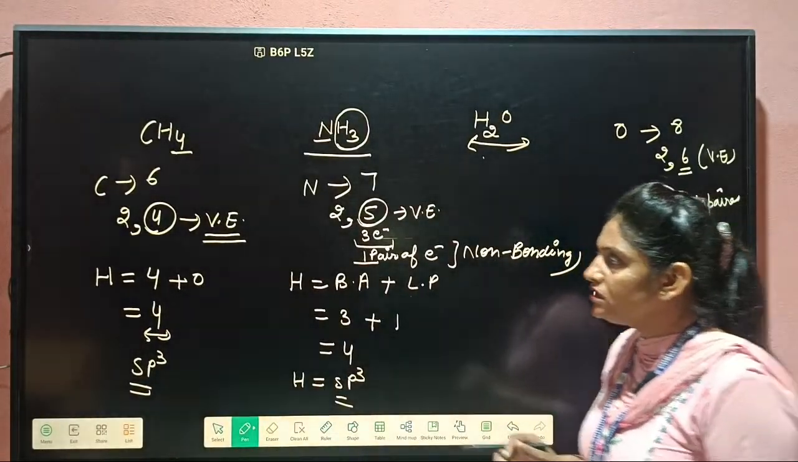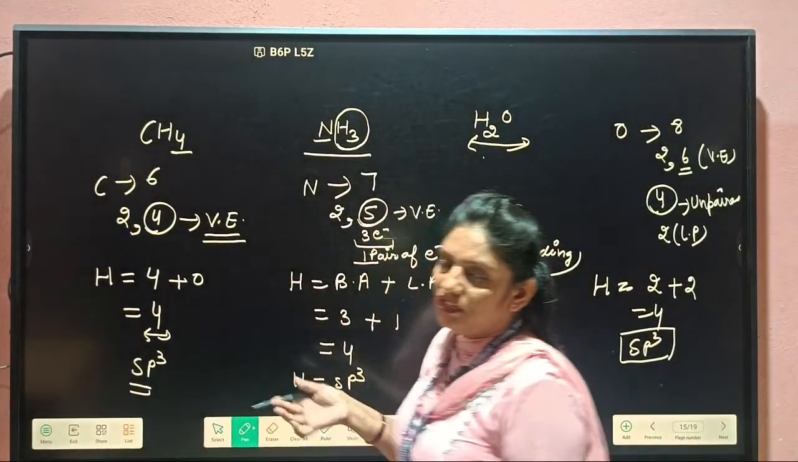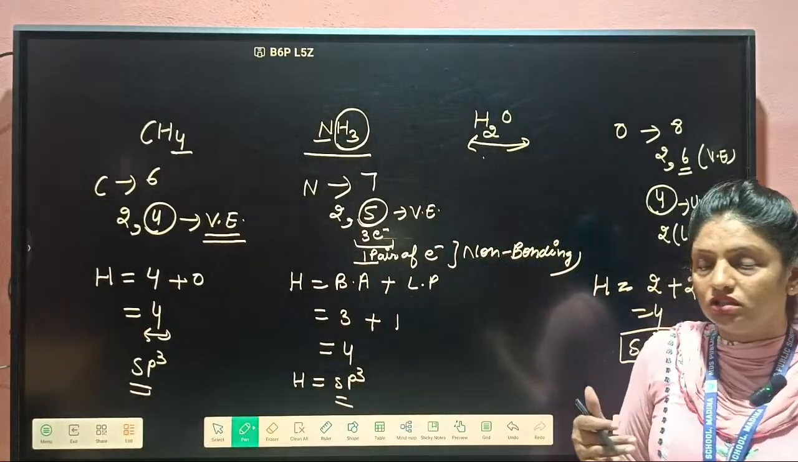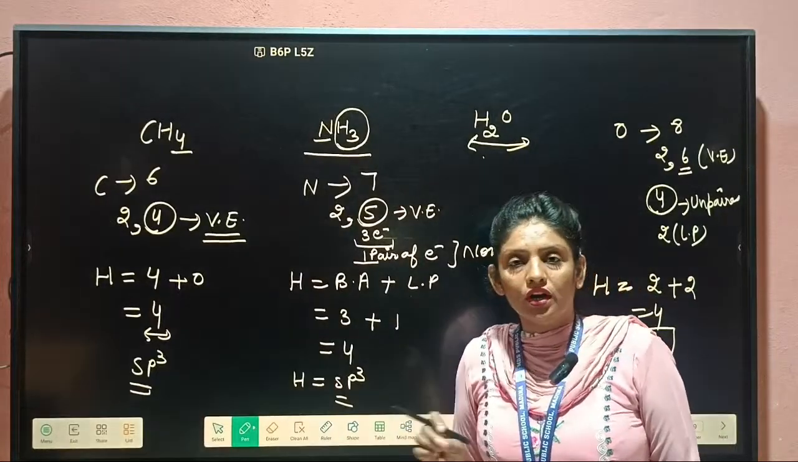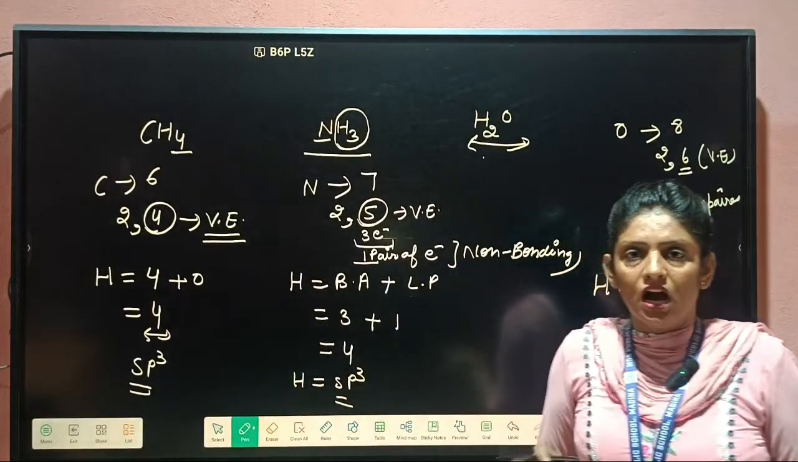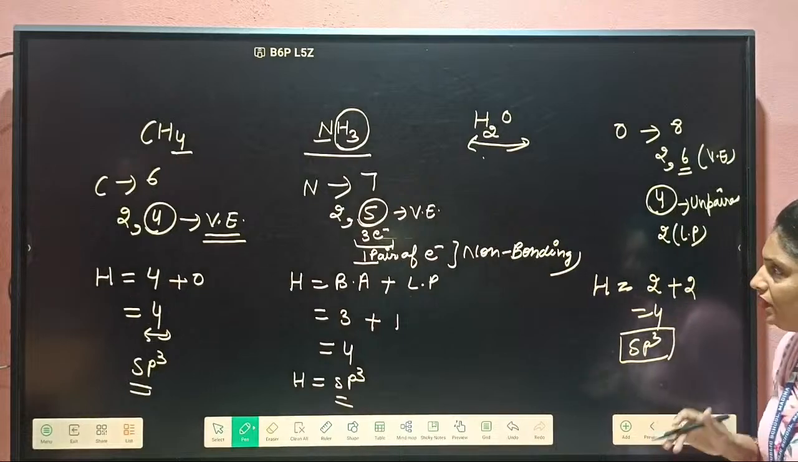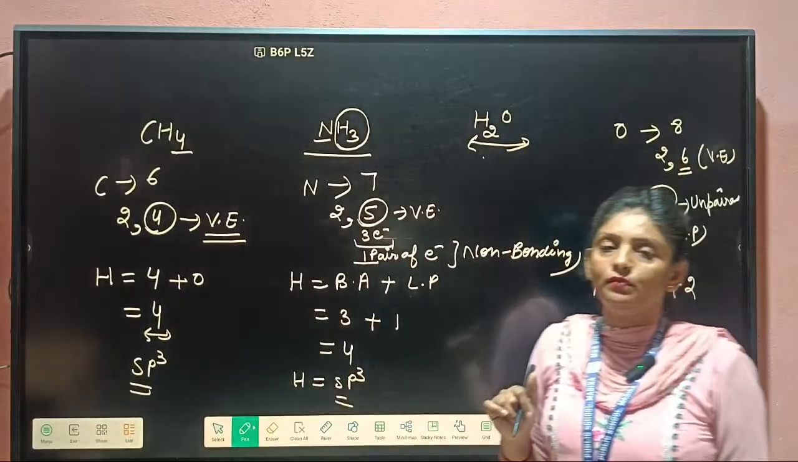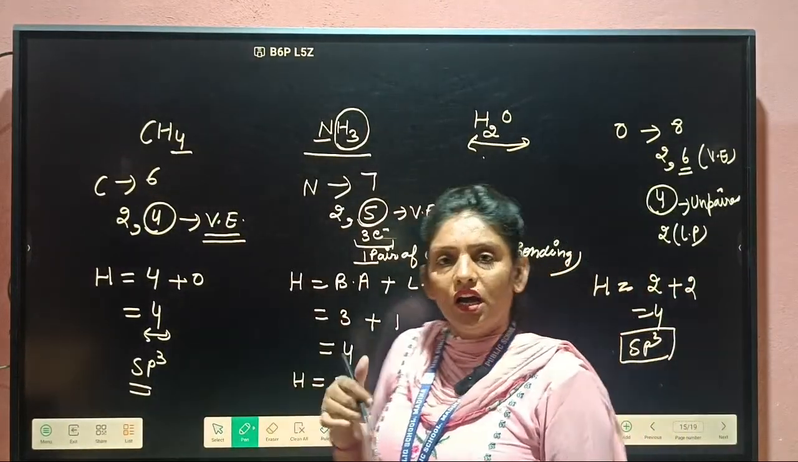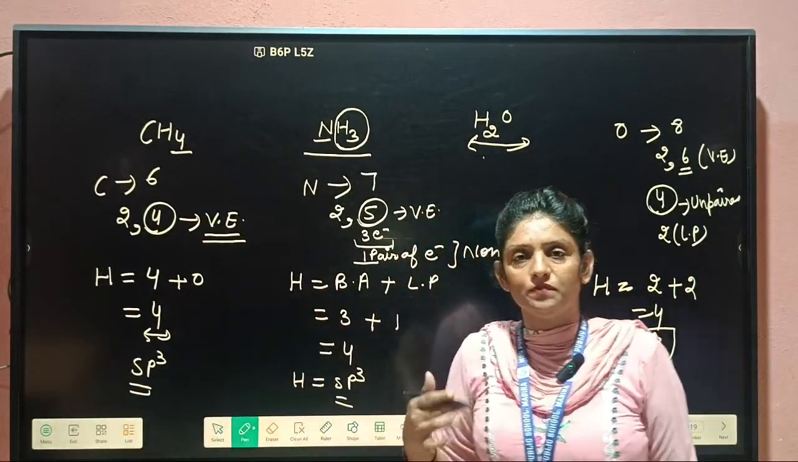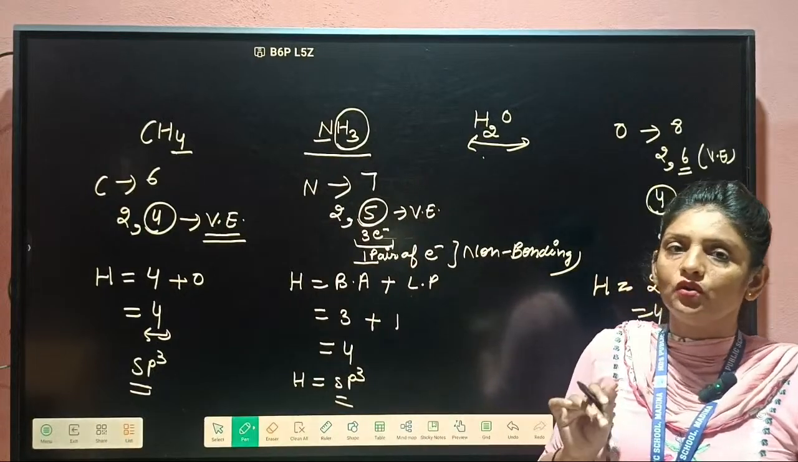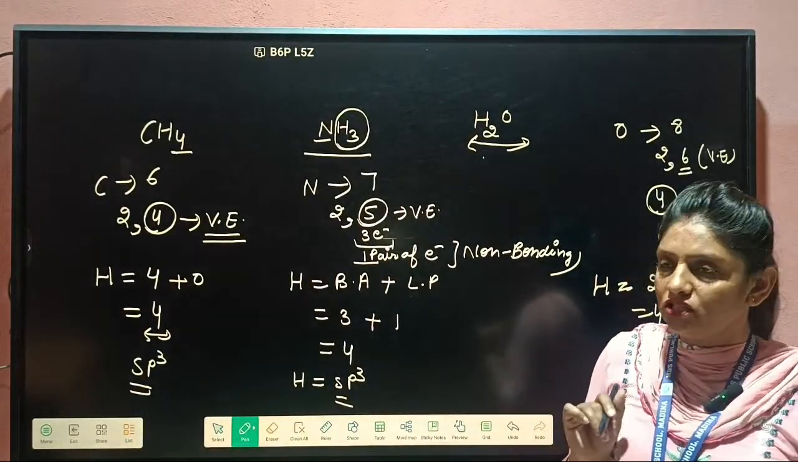Okay, so students, in a simple way, whether lone pairs are present or not, you add only the bonded atoms plus lone pairs. After that, you see the value. If you get the value 2, then hybridization will be sp. If 3, then it will be sp2. If 4, it will be sp3. Okay, in this way you can tell the hybridization, students.